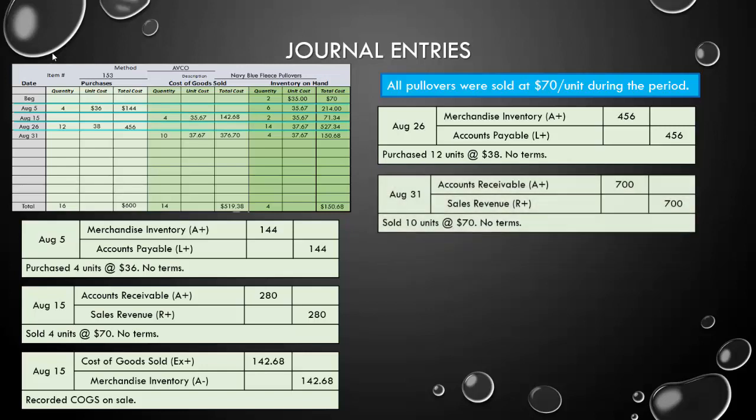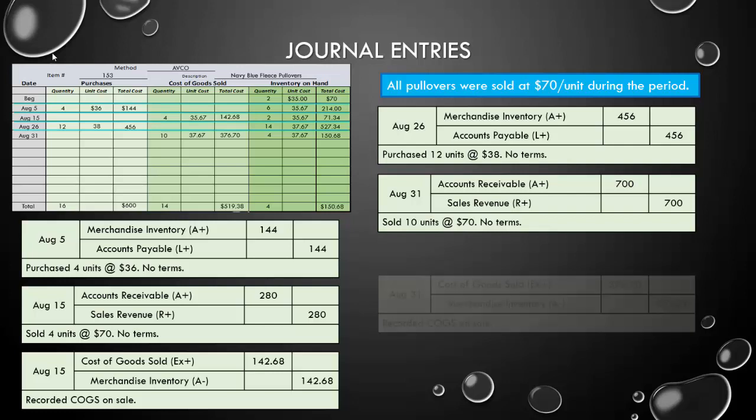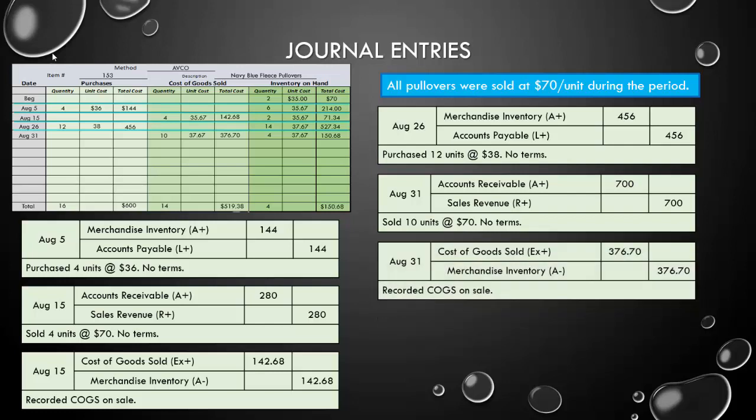On August 31st, we're going to make a sale of 10 pullovers at a sales price of $70 per unit, which means we're going to have to record $700 worth of revenue. We do that by debiting accounts receivable for $700 and crediting sales revenue for $700. And on that same date, we need to record the expense on the purchase, which is going to be cost of goods sold over merchandise inventory, for the total cost that we recorded in the cost of goods sold section for that August 31st transaction, which was $376.70.